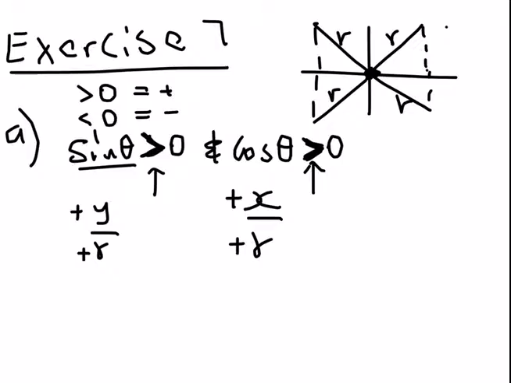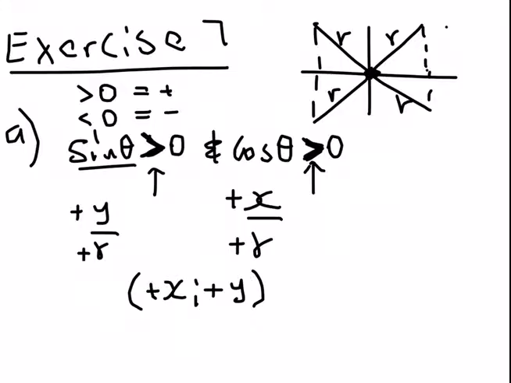So when you look at it, we are just looking for a quadrant where we have a positive x value and a positive y value. Which quadrant is that? Definitely it should be the first quadrant. Based on what I've just explained, it should be in the first quadrant.